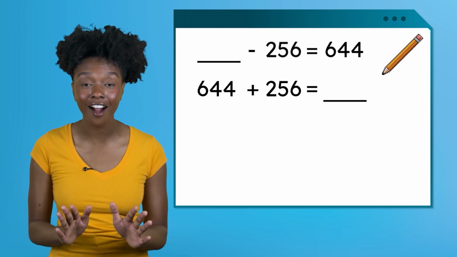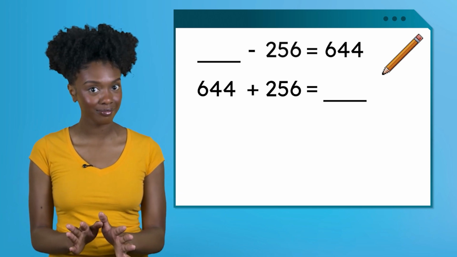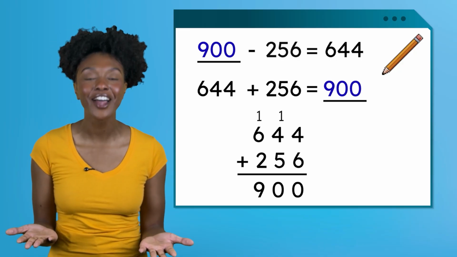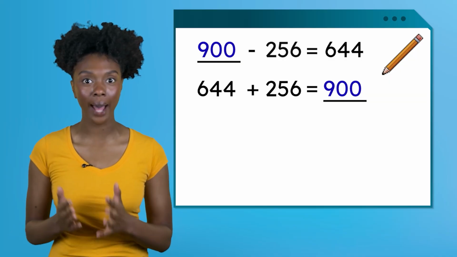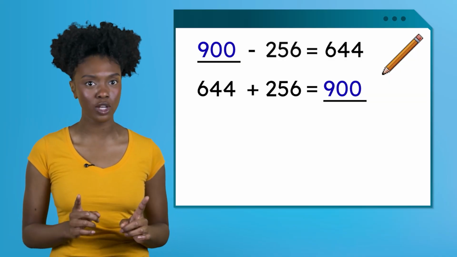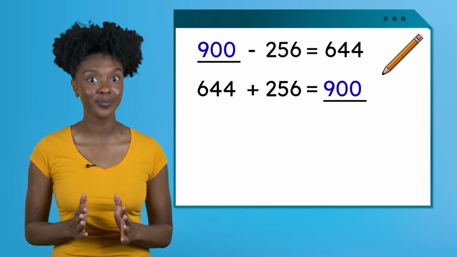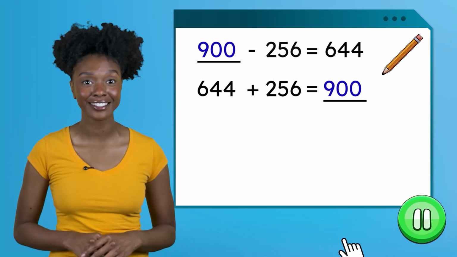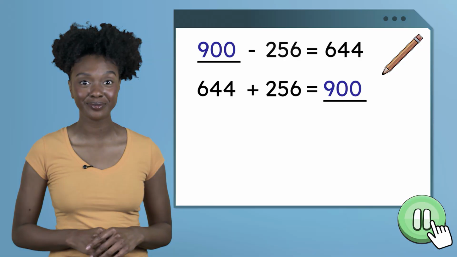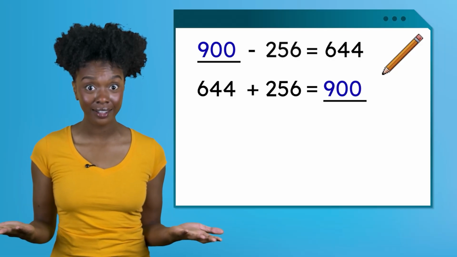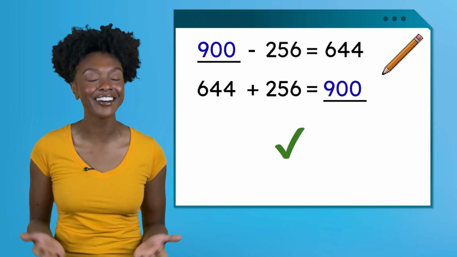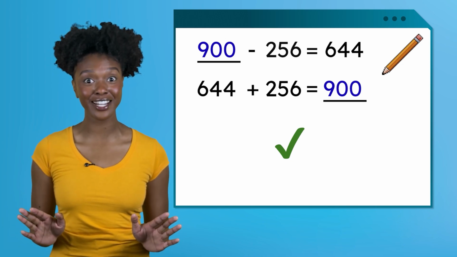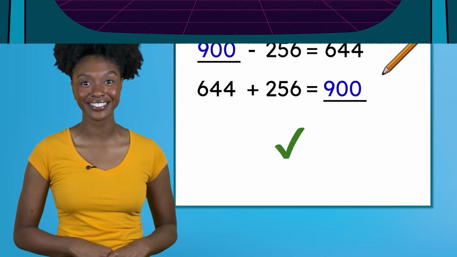Now, add to get our answer of 900. Return to the original problem to check our work. Does 900 minus 256 equal 644? Pause here to check our answer. Did we do it? We did! The missing number is 900. Write our final answer on your math quest while I input our answer.